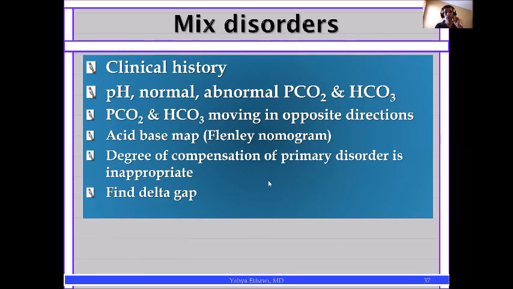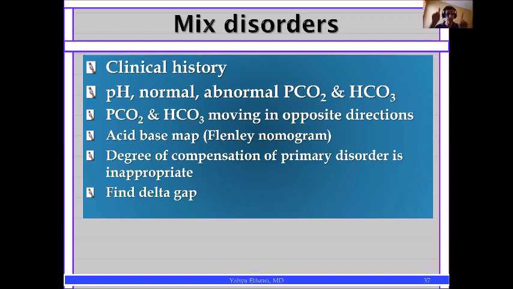Now, what is mixed disorder? The most important thing in diagnosing mixed disorder is not the blood gas, it is the clinical history. And when we say mixed disorder, mostly you will find the pH is normal, or what we call full compensation, but you have abnormal PCO2 and abnormal bicarb. And remember, if it's compensation, they move in the same direction. If they move in two directions, they are uncompensated. If the PCO2 and bicarb are moving in opposite directions, it's uncompensated. But if they are overshooting the original problem, it's a mixed disorder.